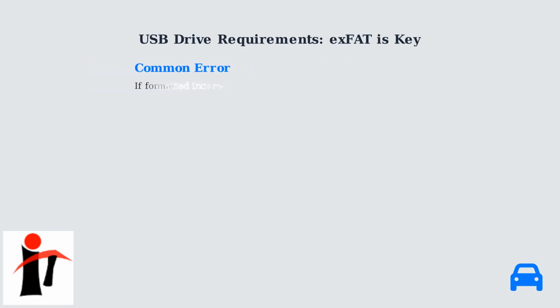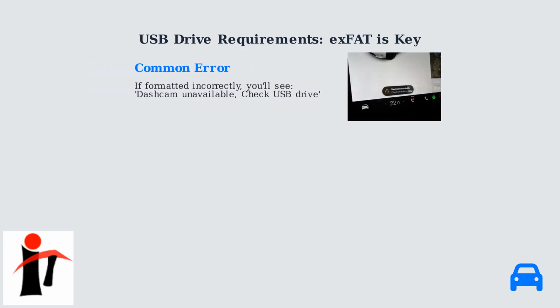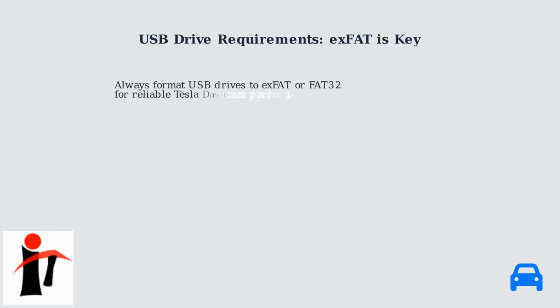When your USB drive is not formatted correctly, the Tesla app may display an error message like "Dashcam unavailable, check USB drive" on the vehicle's screen. To ensure reliable performance with your Tesla Dashcam, always format USB drives using either exFAT or FAT32 file systems.